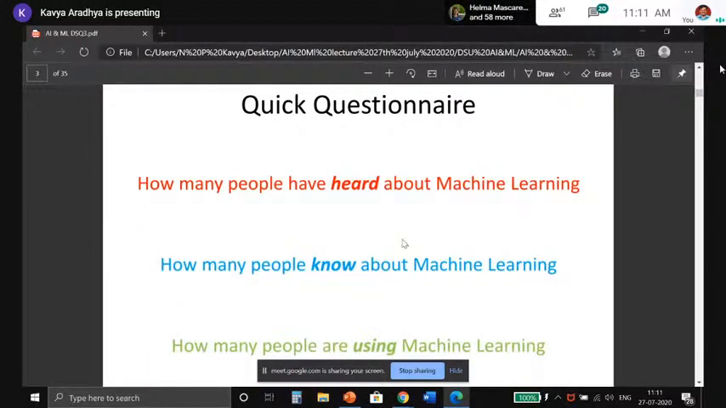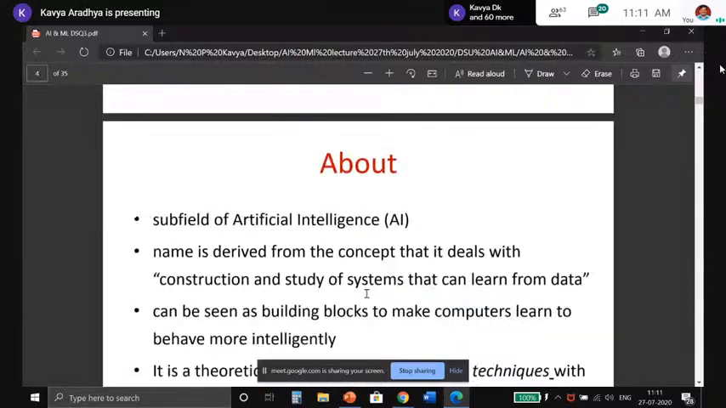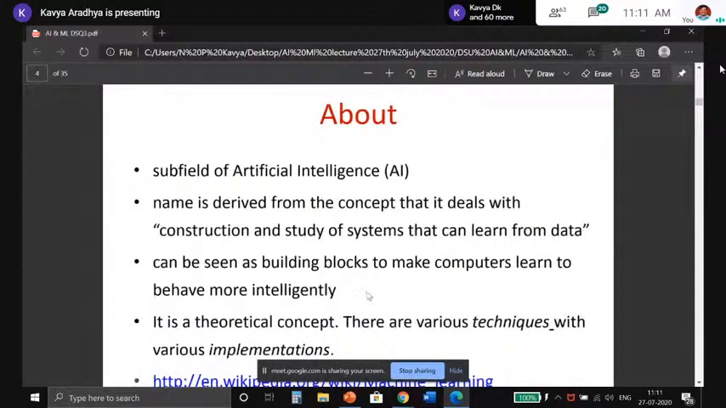Now, since I spoke about artificial intelligence and machine learning, definitely the first question, how many people have heard about machine learning? Obviously, yes, everyone knows. And how many know about machine learning? Obviously, you will say yes. And how many are using machine learning? Probably very few. Now onwards, you will start using. As you know, machine learning is a subfield of artificial intelligence.